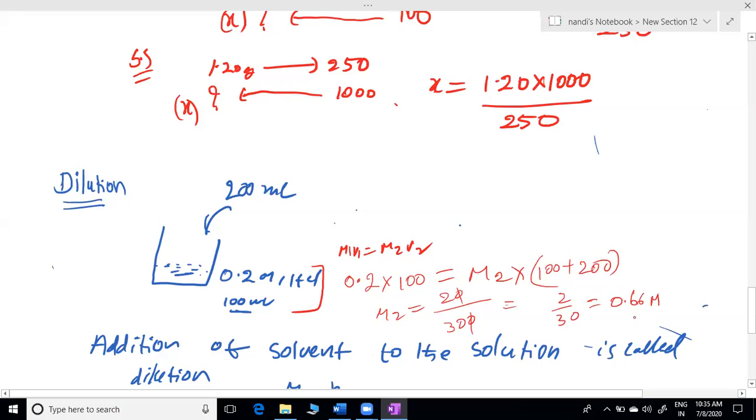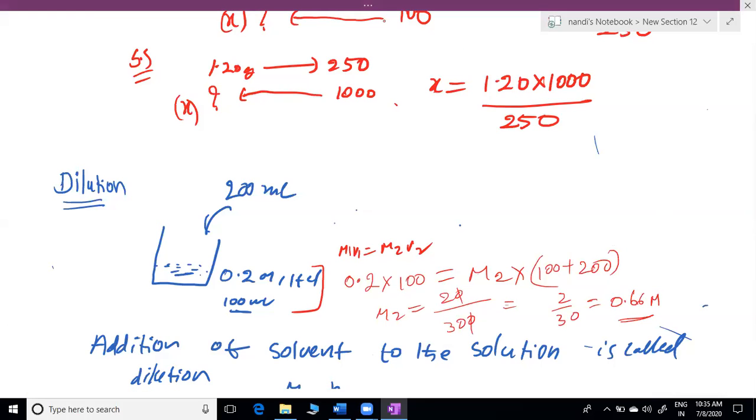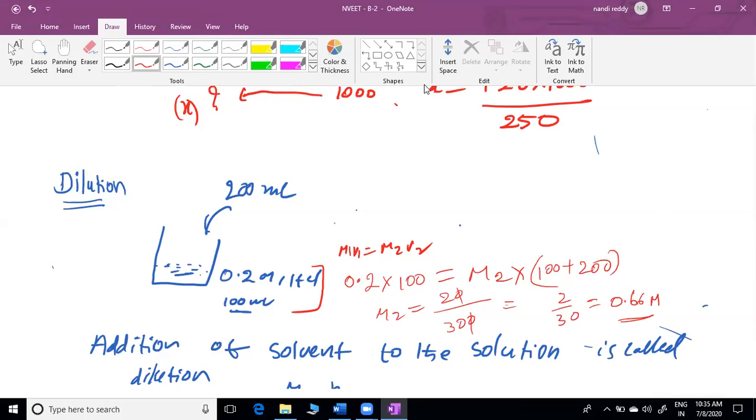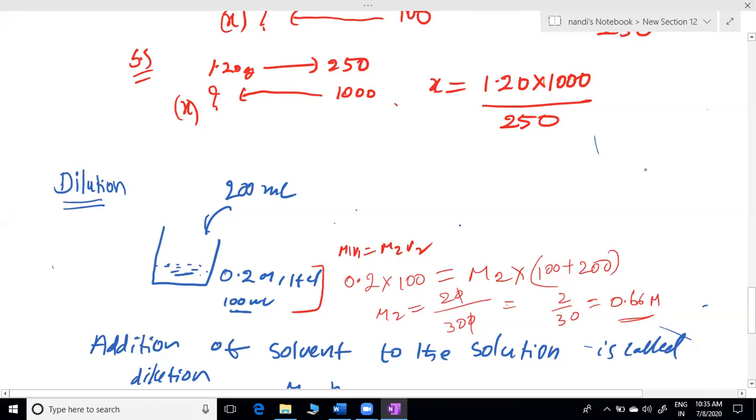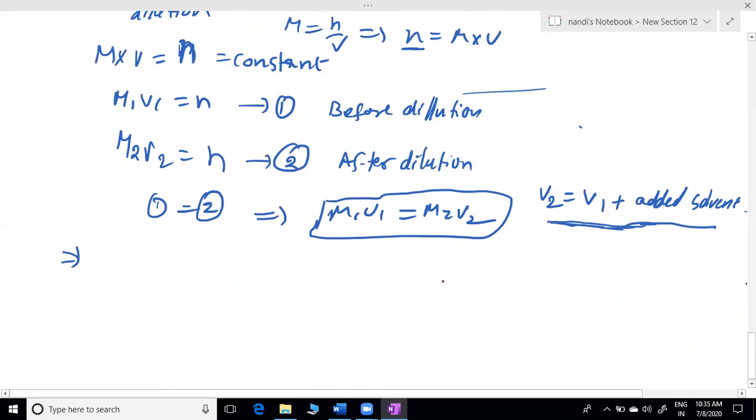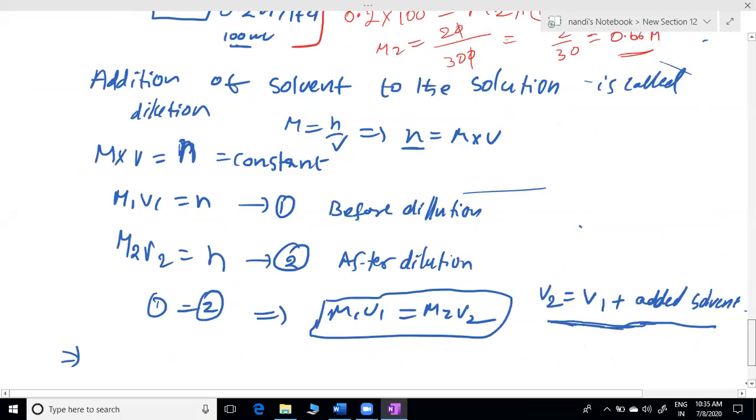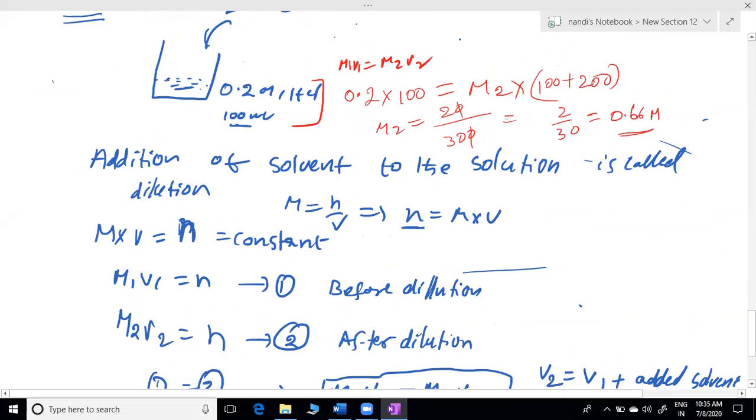You can keep capital M, molarity again. Any doubt in this case? Please check it. Right, sir. One more question. Or you can substitute, you understood the process, na? M1 V1, you can calculate.